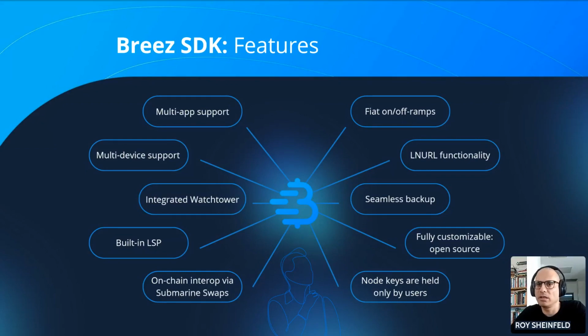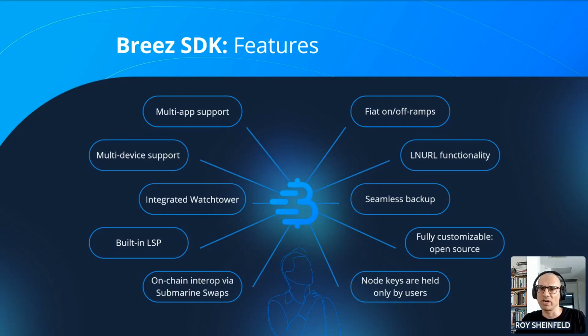The Breez SDK, needless to say, comes with a built-in LSP, meaning you as a service provider, as a developer, you don't need to think about liquidity. The liquidity comes out of the box. On-chain interoperability also comes out of the box, meaning every user starts their Lightning journey somewhere. They can start their Lightning journey with an on-chain transaction, meaning moving from the chain to Lightning. They can start their journey by buying some Bitcoin using a credit card or a bank account. That's why the Breez SDK also provides fiat on-ramps and off-ramps. And this is also baked into the Breez SDK.